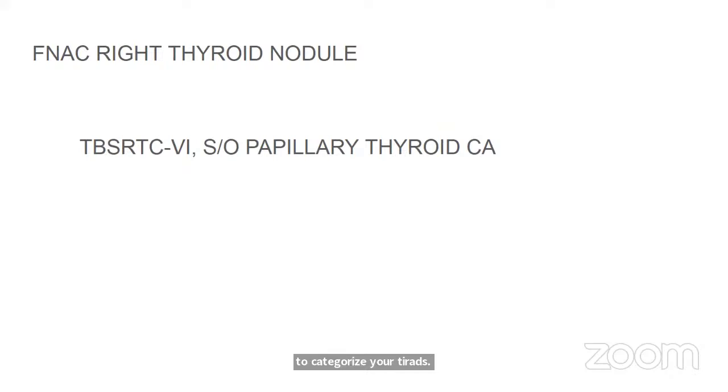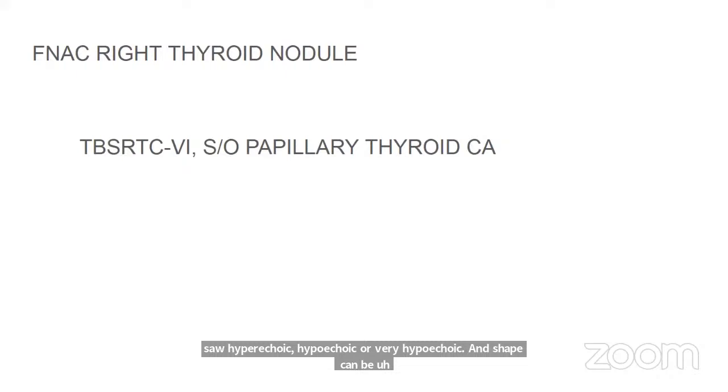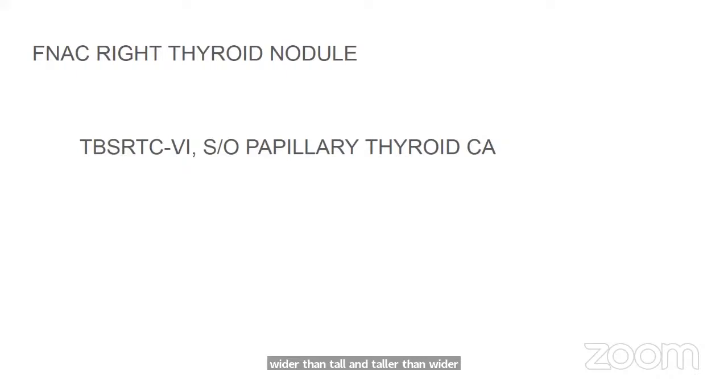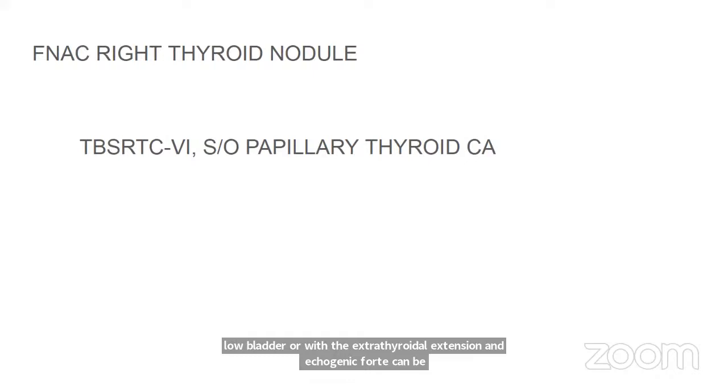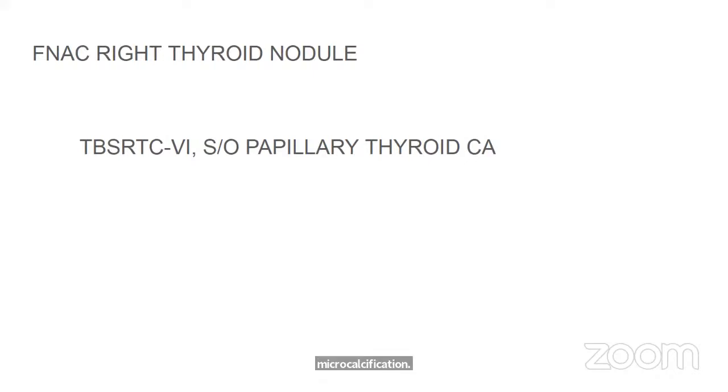There are 5 features of thyroid nodules in ultrasound, ma'am: composition, echogenicity, shape, margin, and echogenic foci. Composition can be purely cystic or spongiform, partially cystic and solid, or purely solid. Echogenicity can be anechoic, iso or hyperechoic, hypoechoic or very hypoechoic. Shape can be wider than tall or taller than wide. Margin can be smooth, ill-defined, irregular, lobulated, or with extrathyroidal extension. Echogenic foci can be large comet-tail artifact, macrocalcification, microcalcification, and punctate echogenic foci.